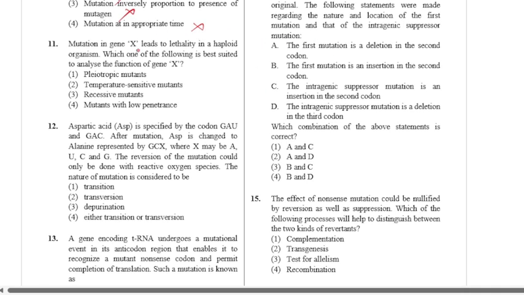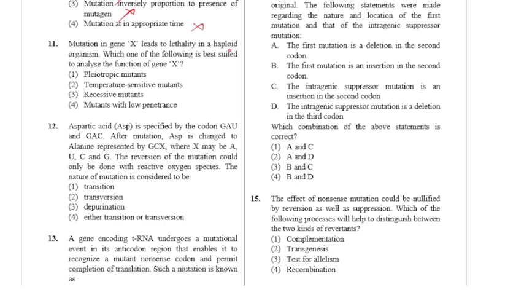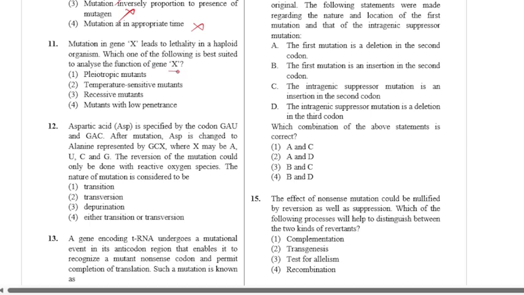Mutation in gene X leads to lethality in a haploid organism. Which one of the following is best suited to analyze the function of gene X? Pleiotropic mutation, temperature sensitive couldn't be an answer. Recessive mutation: this is a haploid organism, so recessive mutation is not the answer. Mutants with low penetrance: penetrance doesn't say about the function of the gene. So pleiotropy is the only option.